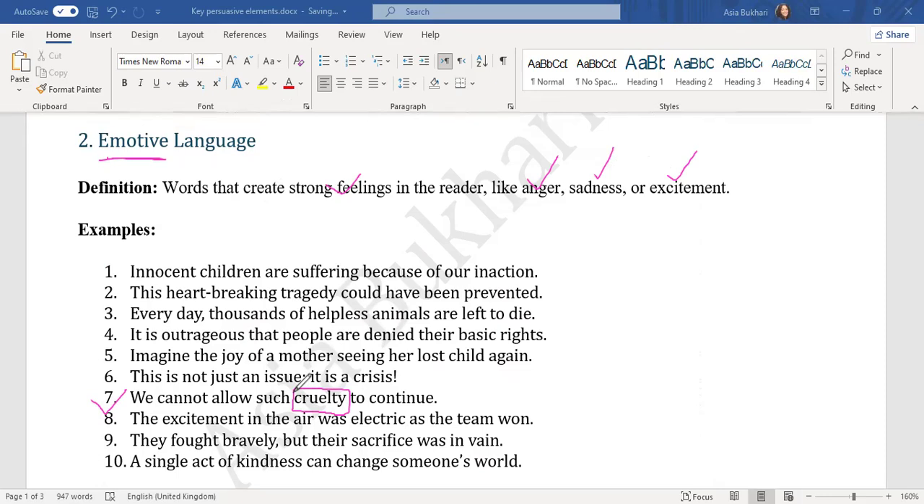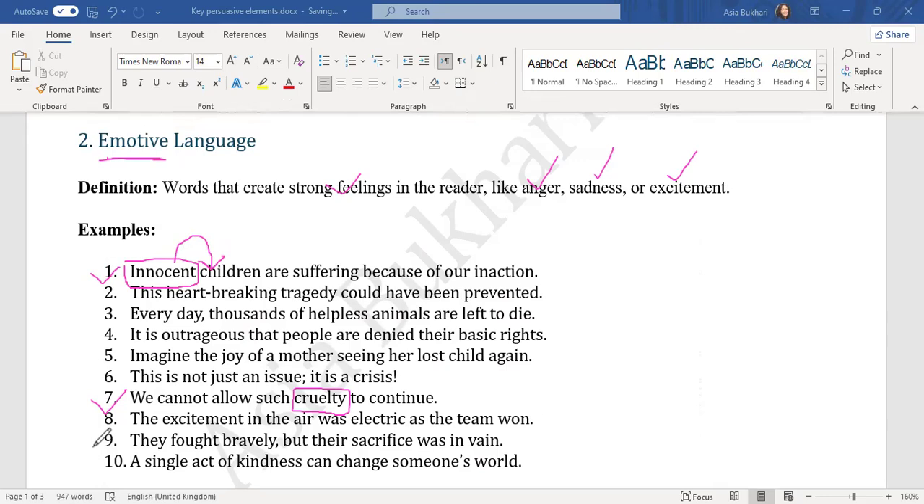Okay, so we are at once on the side of the people. So this is a very effective use of language. Look at example number 1. Innocent children are suffering because of our inaction. So see that the use of this word innocent with children has really made their situation pitiable. Otherwise, if you did not use this word innocent, your statement might not have been this effective.